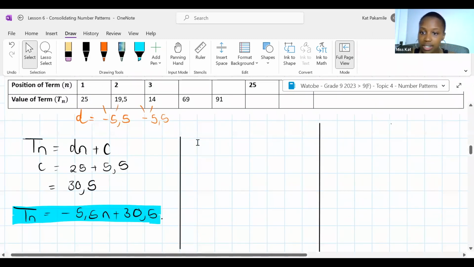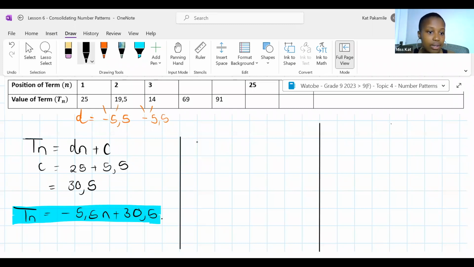So if you did 69 is equal to negative 5,5n plus 30,5, this is what you did, no? Yes, ma'am. Okay, and then what? Tell me what you do next.